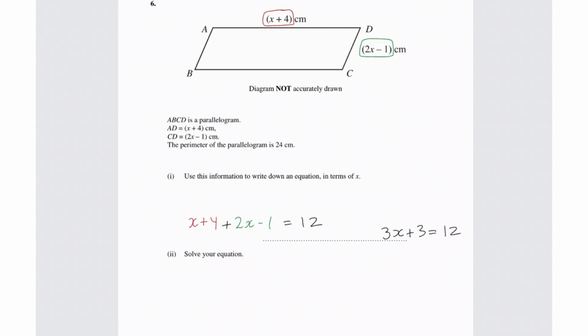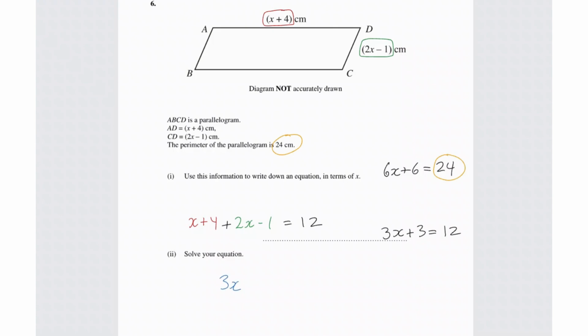If we did the full perimeter, it would be 6x plus 6 equals 24. 24 came from there. The 12 came from halving the 24 because the first time I did it, I only used two sides, so they would add up to half the perimeter. And now we're going to solve this equation. It doesn't matter which one we solve.